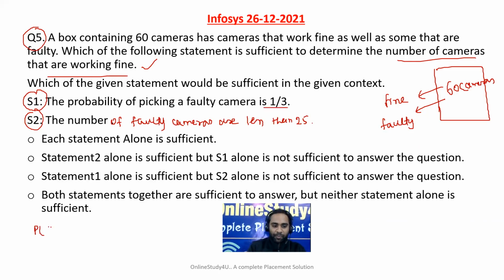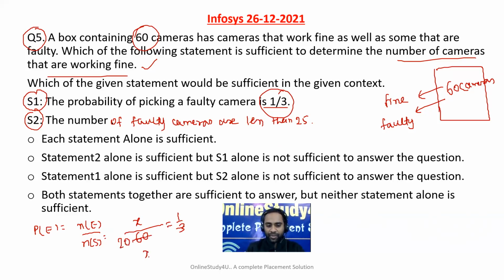Now, we know probability is equal to NE by NS, where NS is the total outcome. So total outcome means the total number of cameras, which is 60. And NE, suppose you are going to pick a faulty camera, so NE will be the total number of faulty ones. So the total number of faulty cameras will be X. Now the probability is given as 1 by 3. So X will be nothing but equal to 20, right?